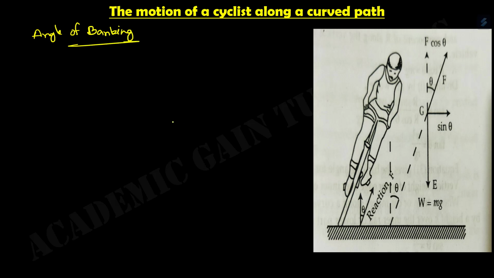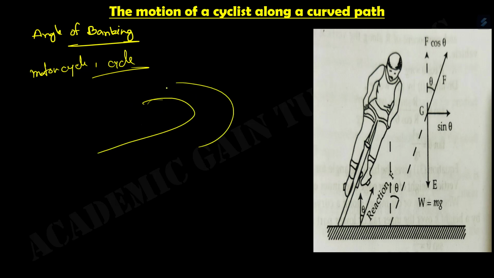So what is banking? When we see a motorcycle race or a cycle race, when the motorcycle racer or a cyclist is moving through a bend of a road, we see the cyclist or the racer bend down towards the center. It bends down like this, like the picture I have added in my slide.